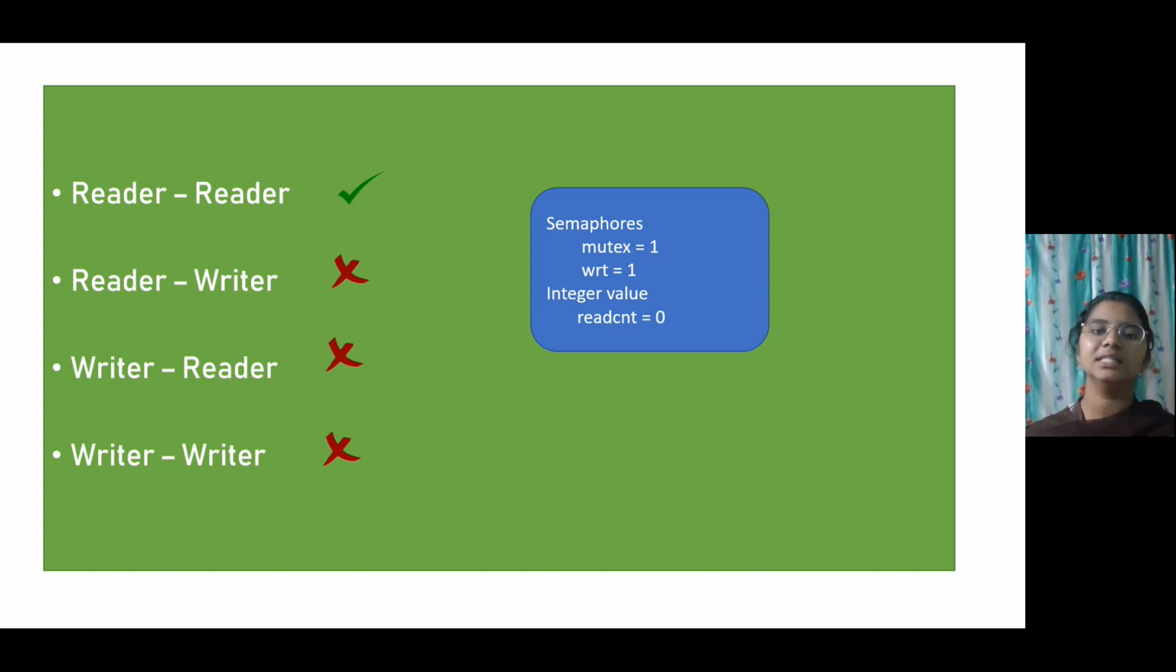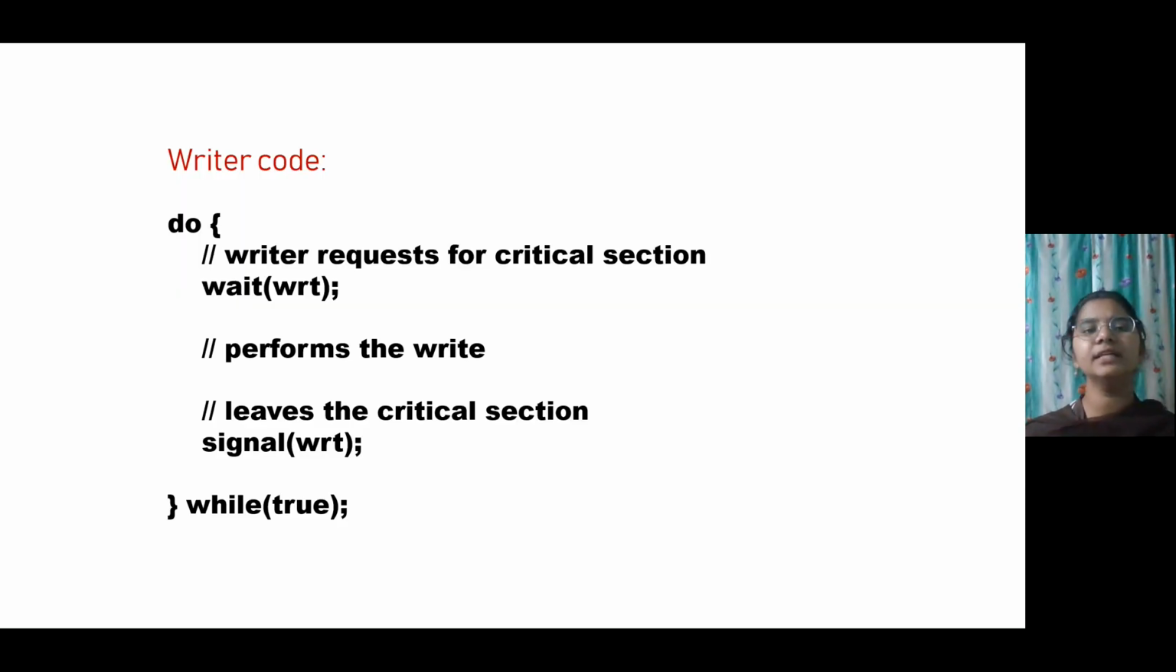Whenever the writer is making modifications to the shared database, no other process should be allowed to enter into the critical section, either reader or writer. When the writer is performing some operations in the database, no reader or writer will have entry into the critical section. Let's see if we can solve this by writing code using semaphores.